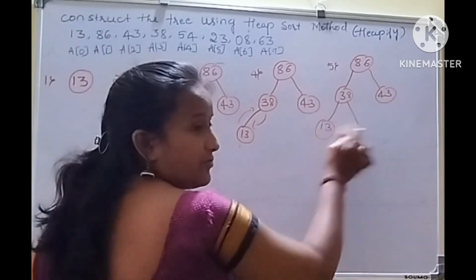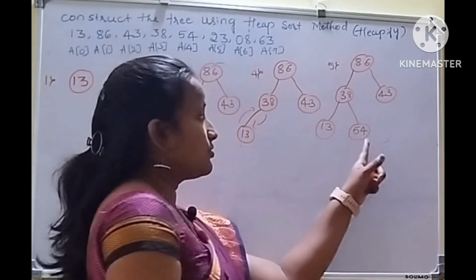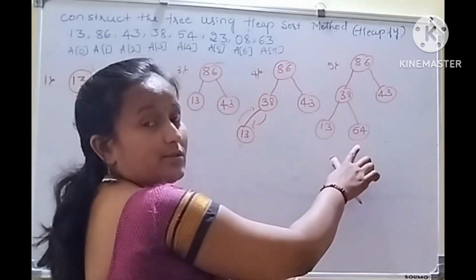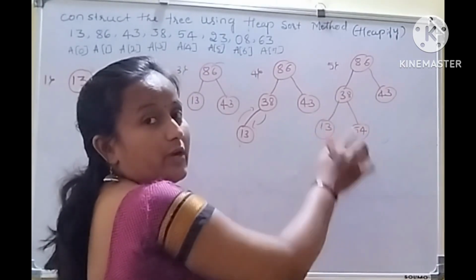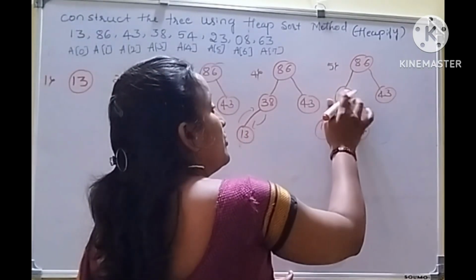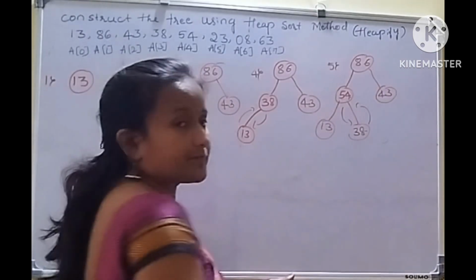So after left we have to draw it to the right. 54 is the next element. Now check out, these are two child nodes of this parent node. So this child node is greater than this parent node. What we have to do is just swap the two elements. So 54 will come here, 38 will go here.